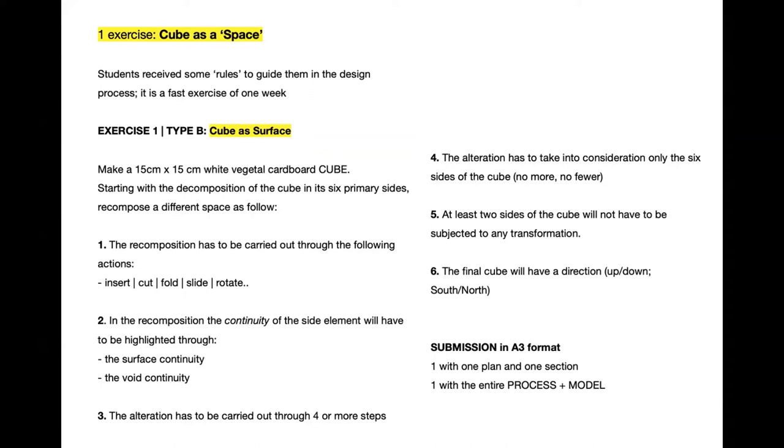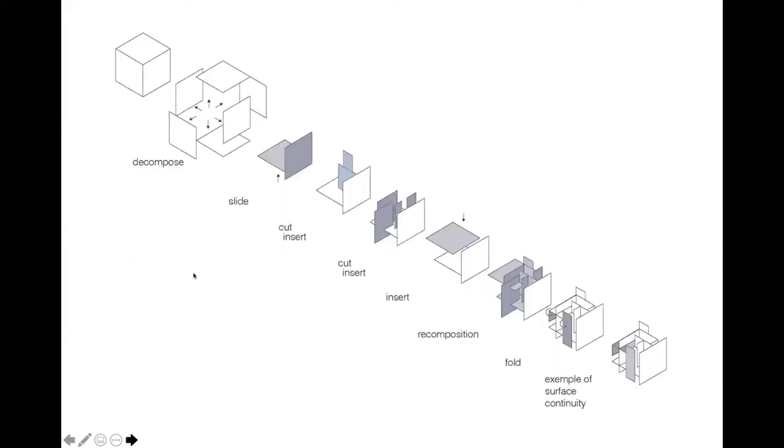So they have to either work on the continuity of the surface of the cube or with the void continuity. I also ask them to reflect critically about what they are doing, what is the final project that they would like to have in mind. As I told you, these are the instructions for the surface. As you can see, we give the students a kind of IKEA guidelines, and they can also have a reference.